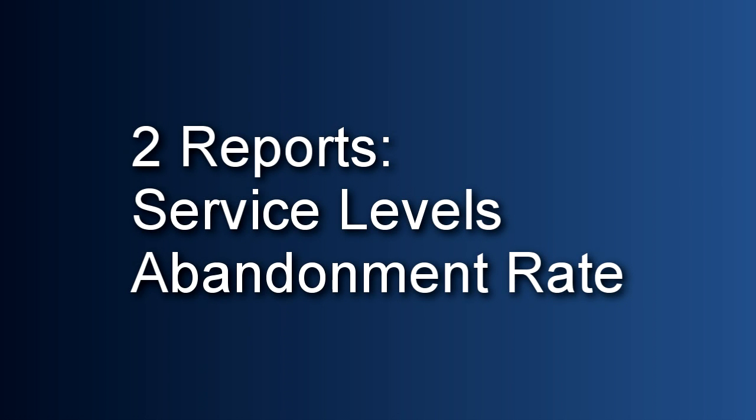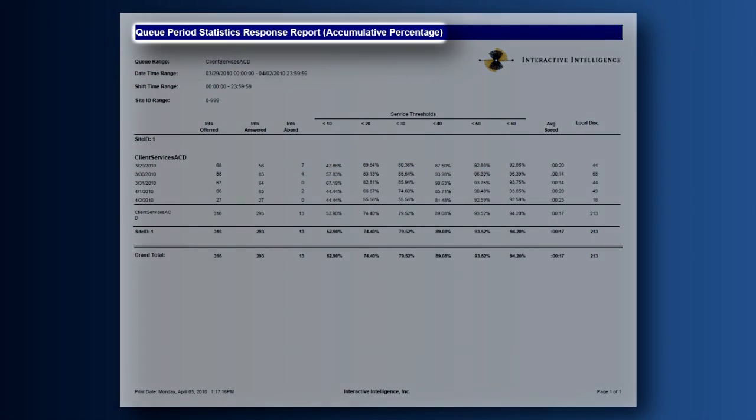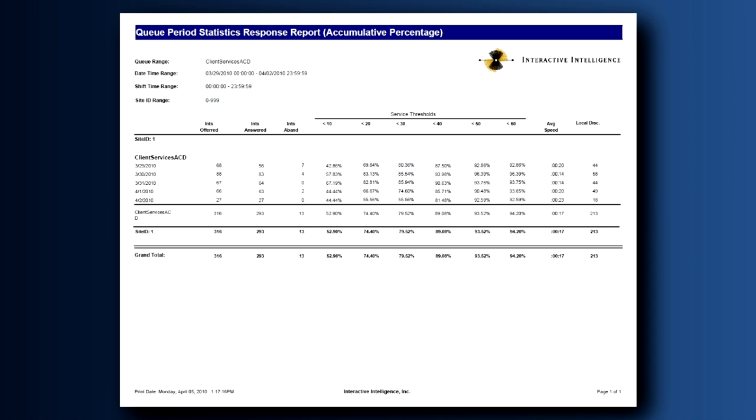The 2 reports we're focusing on here are the ones that allow you to see specifically the service levels you've achieved as you've dealt with the interactions in your call center and also your abandonment rate. We start with the Q Period Statistics Response Report Accumulative Percentage. This report is the most important one I believe that you should look at every single day.